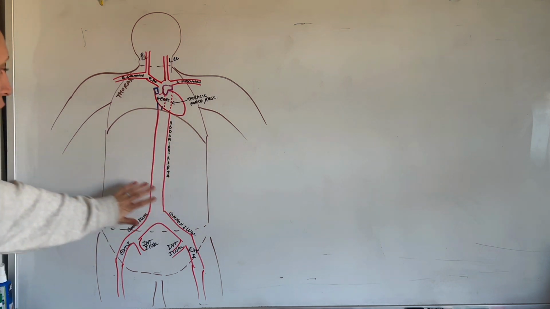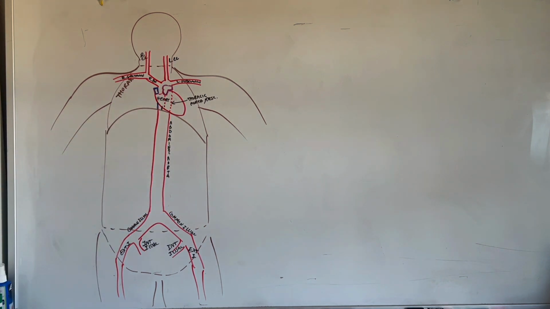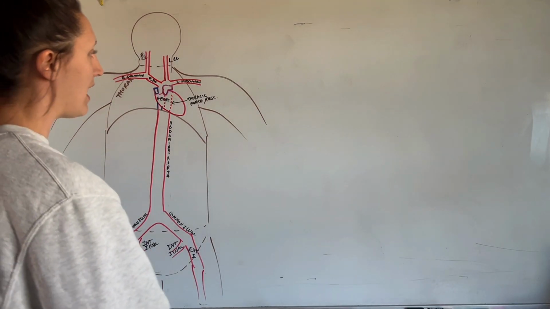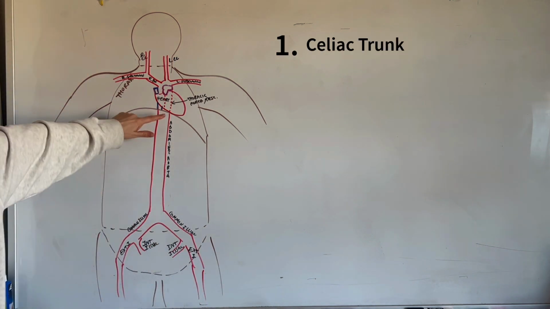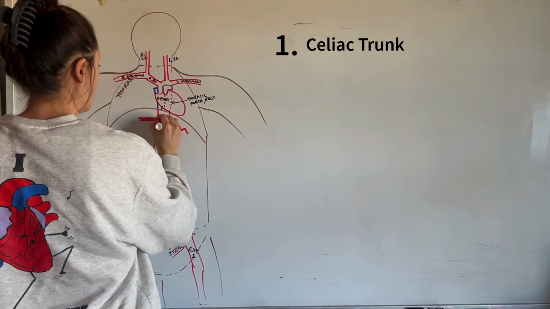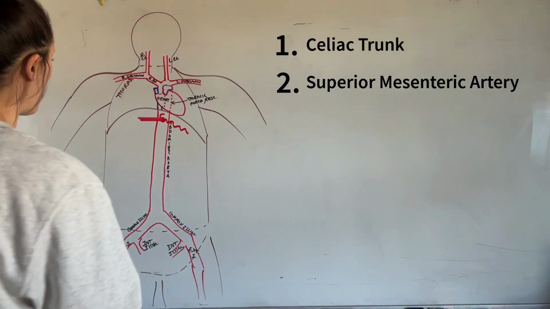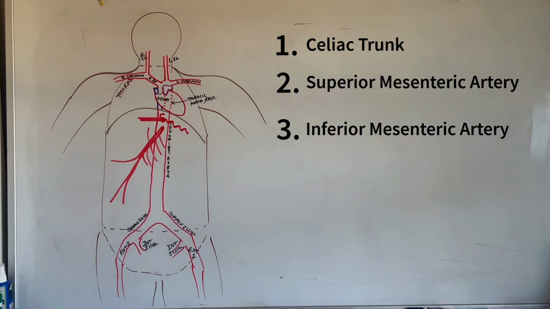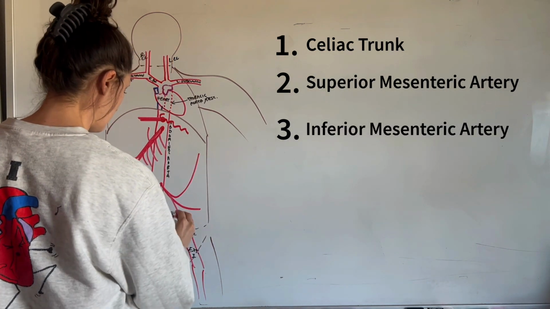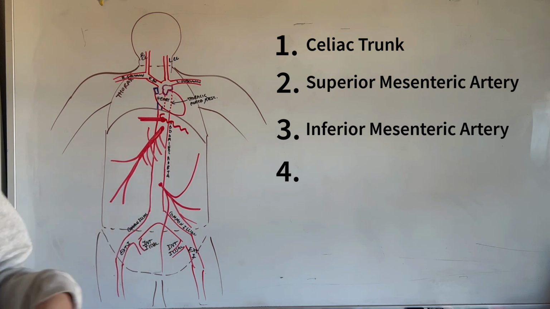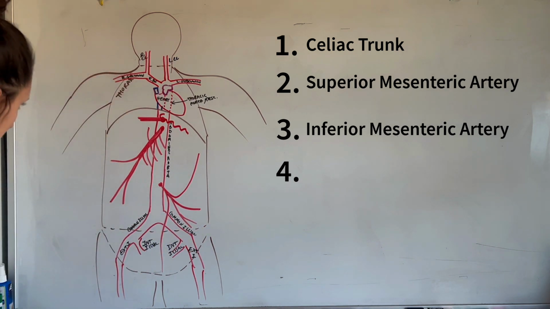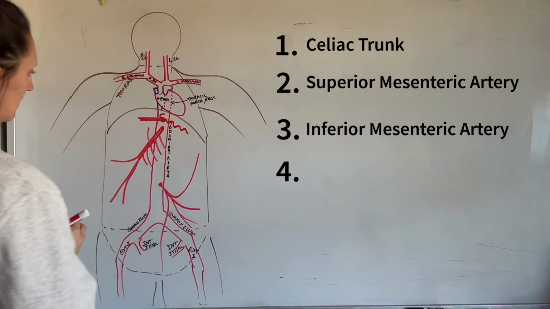Now we're going to talk about all the arteries that come off of this abdominal aorta. Six main arteries branch off of the abdominal aorta. Let's list them first. We have our 1, celiac trunk, 2, superior mesenteric artery, 3, inferior mesenteric artery, 4, not involved in digestion. The first 3 are, but the 4th is not. The 4th goes to retroperitoneal structures.